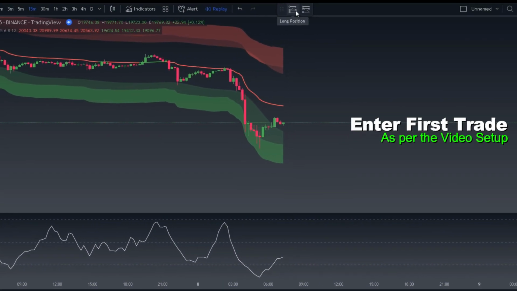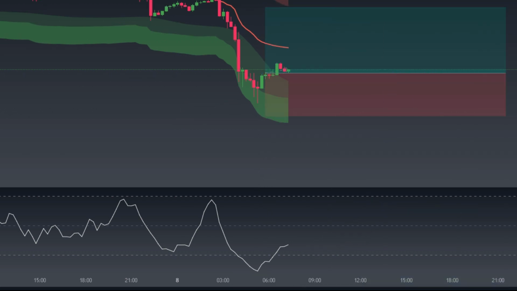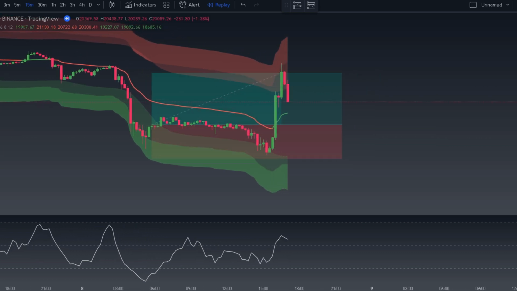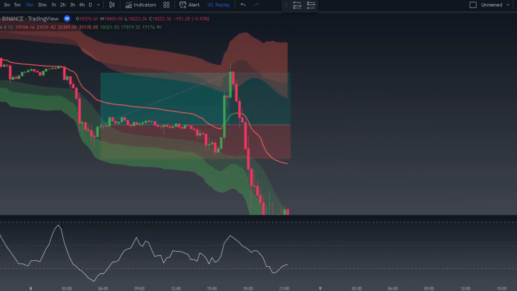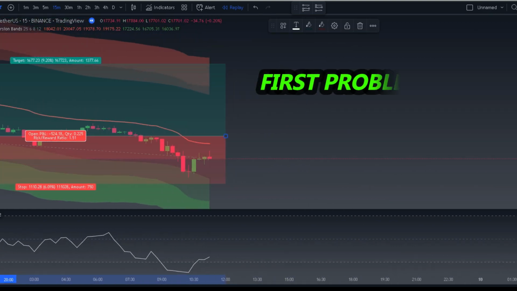Here is the first entry. As per the default settings, the MFI is below 20 and the price also crosses the outer band, so we are going long. The first trade came out to be profitable, but don't get excited. We need to test more trades to find out if it's a profitable strategy. And the next trade did not go well.